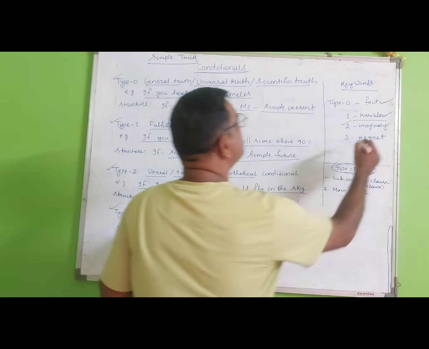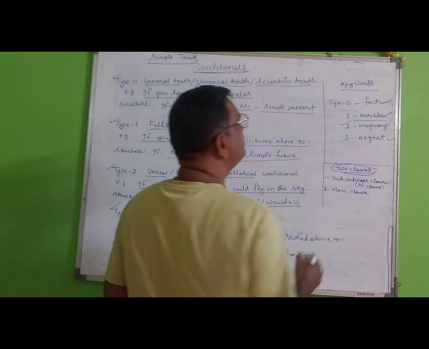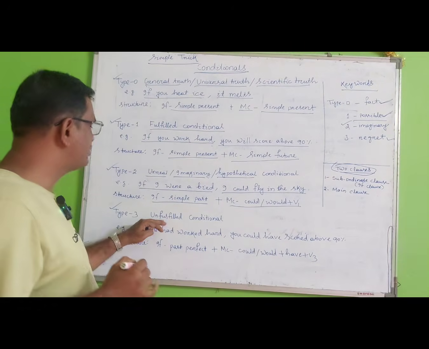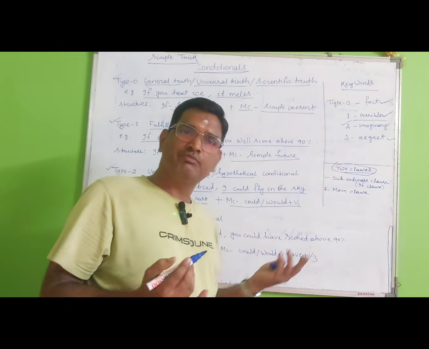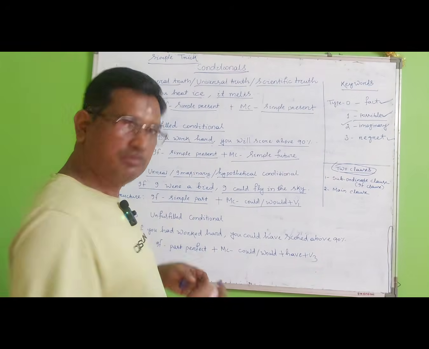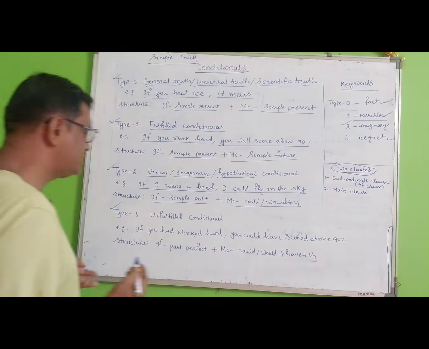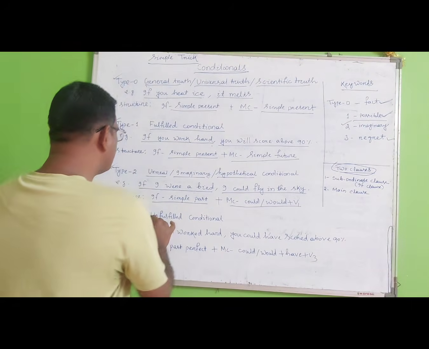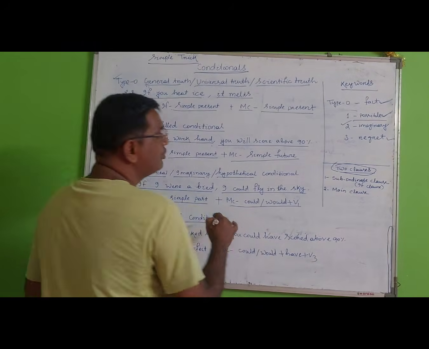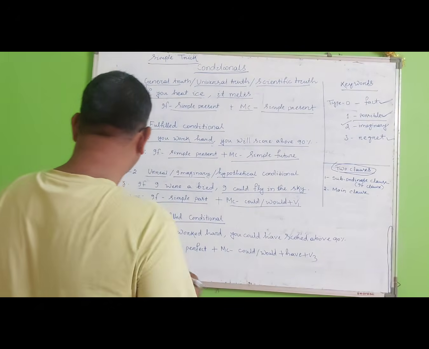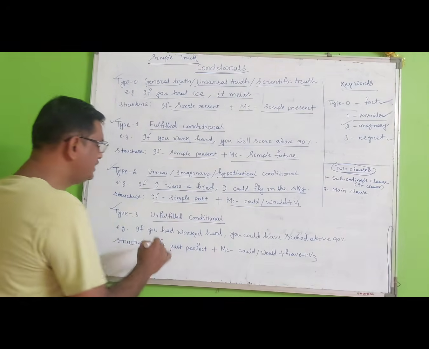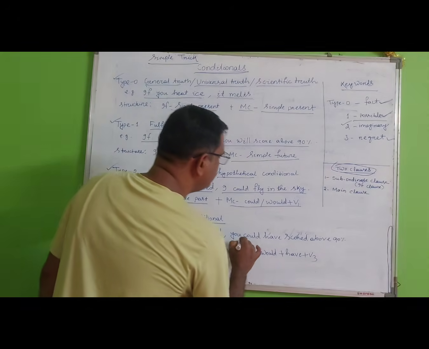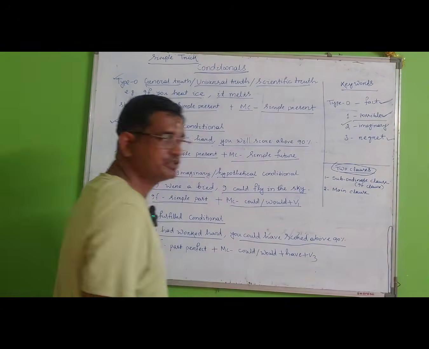Next you see type 3, the last conditional, that is unfulfilled conditional. That means we have to regret here. Its keyword is regret. That means we don't have time in our hand. We did not do something, we could not get whatever we had wanted. In that case, that is unfulfilled conditional, means only we regret here. Clear? So if you had worked hard, you could have scored above 90 percentage.